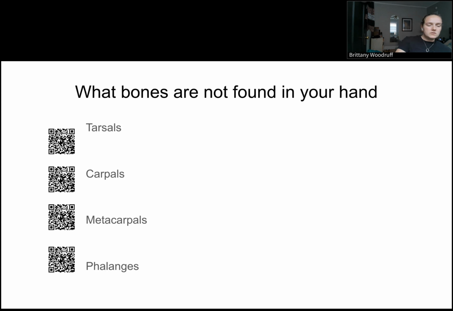Yeah, so your tarsals are going to be found in your ankles, right? Your hands and your ankles have very similar structures, just with slightly different wording. So carpals, metacarpals, phalanges, right? And in your feet, tarsals make up your ankles, metatarsals make up the palms of your feet, and the phalanges are going to make up your toes. Okay?